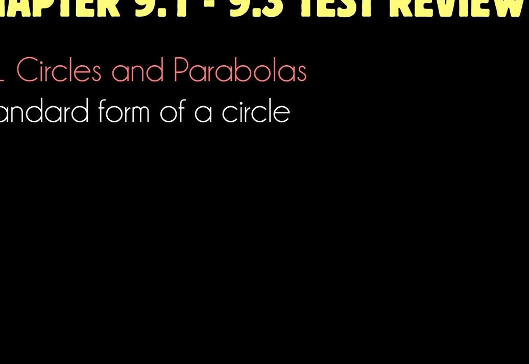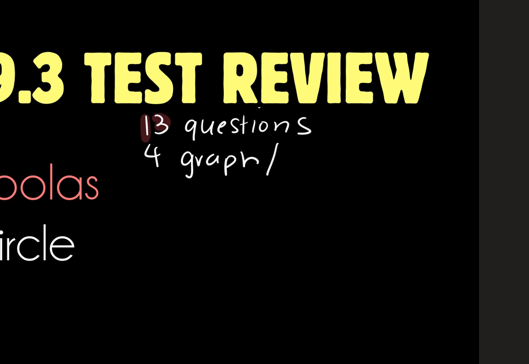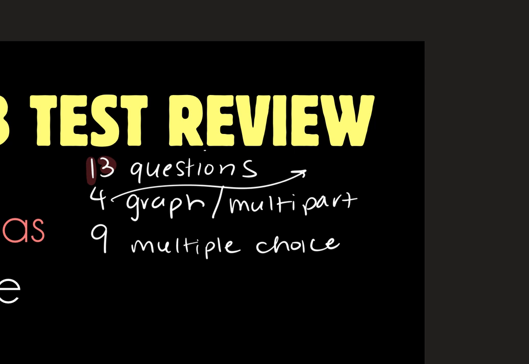All right, so we start with, what did I just say? Let me go over that. 13 questions. 4 graph with multiple parts, which is 1 for each conic. 1 circle, 1 parabola, 1 ellipse, 1 hyperbola, and then 9 multiple choice. Is there any completing the square? Yeah, 2. And that's 2 of the graph ones. 2 complete the square. Could be circle, parabola, ellipse, or hyperbola. 2 of those 4.